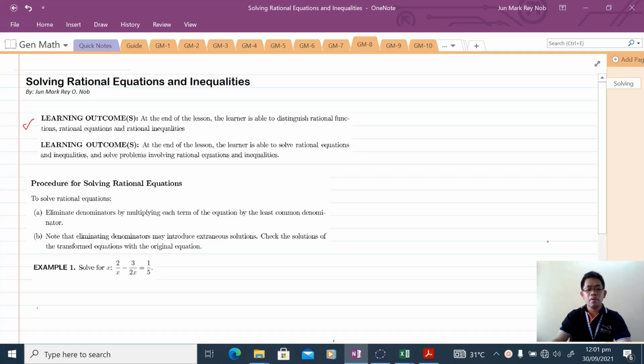Right, so last time you were able to distinguish rational functions from rational equations and rational inequalities. For today, our main focus is to solve rational equations.